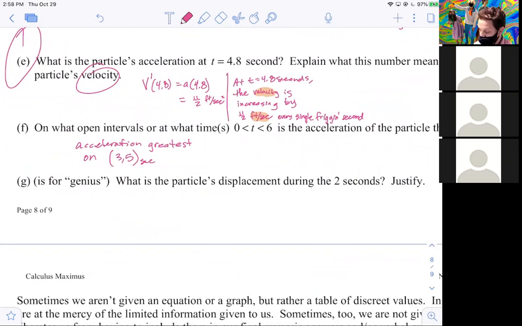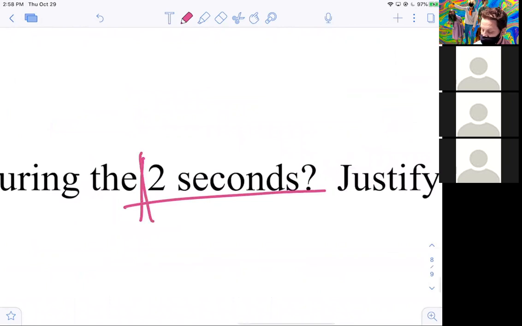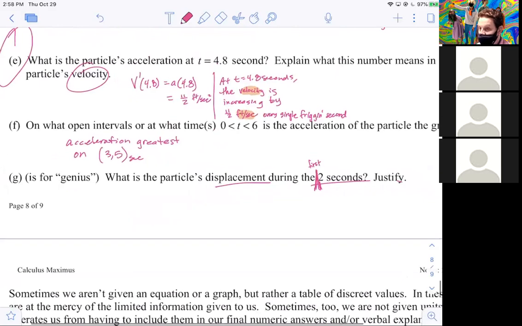What's the particle's displacement during the 2 seconds? What 2 seconds? I need to fix my notes. It's on my list of things to do, but my wife keeps adding things to her list that always trump this. Right? Donald Trump. The election's next Tuesday.